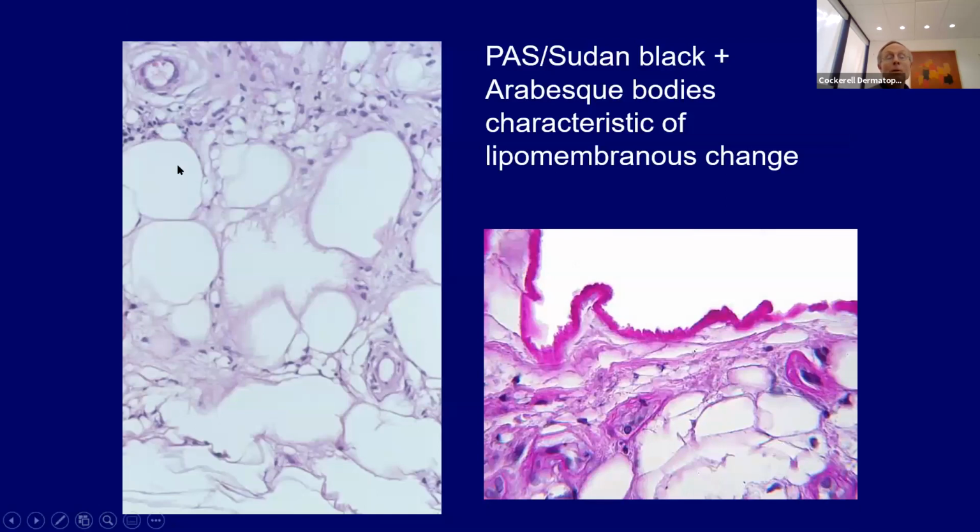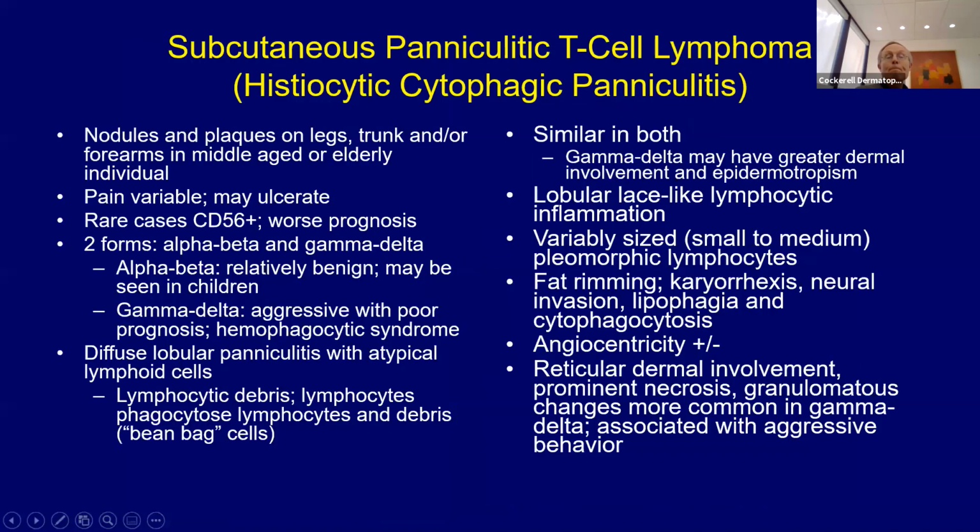Here's another beautiful example of this little wispy lipomembranous change of the fat. And you can actually do special stains and highlight that. It's probably just due to the degenerated fat that's got some PAS positive glycogen-like material that gets deposited here, and it can be stained with PAS and Sudan black if you want to do that, but you don't really need to. You can see it pretty classically when you see this histologic pattern with hematoxylin and eosin stained sections.